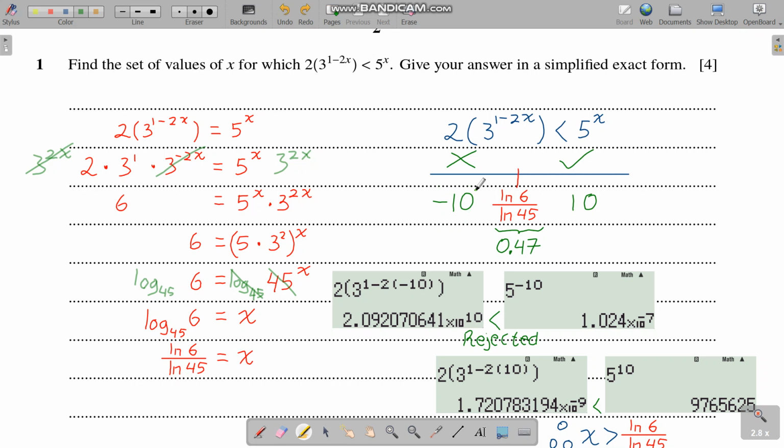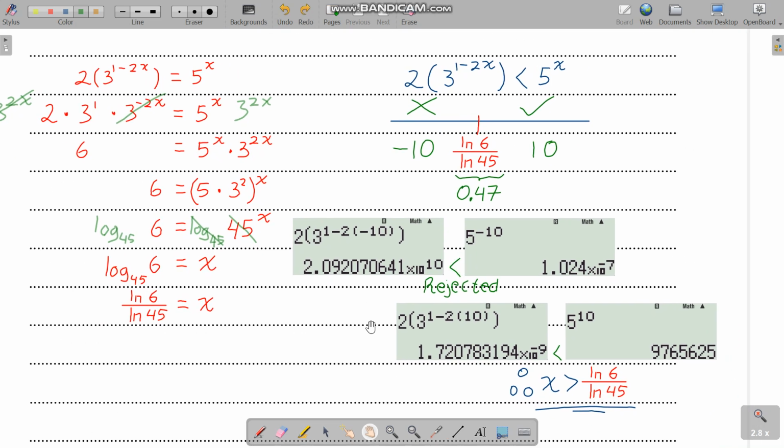So for the left interval we can try minus 10. We replace the x here with minus 10 and use a calculator to see what we get on the left and on the right. We get something really big on the left and something really small on the right. And the inequality is supposed to be left side smaller than, so that's rejected. We cannot use the left interval.